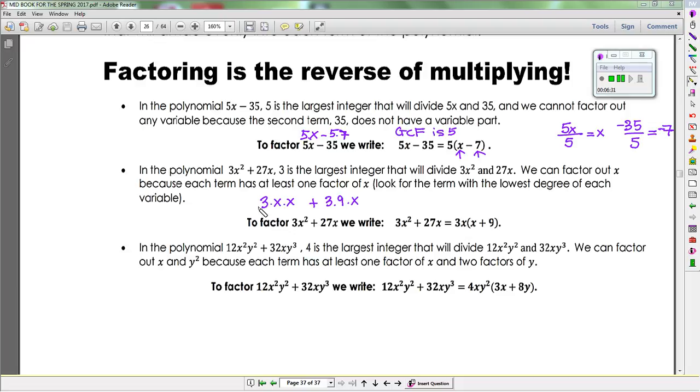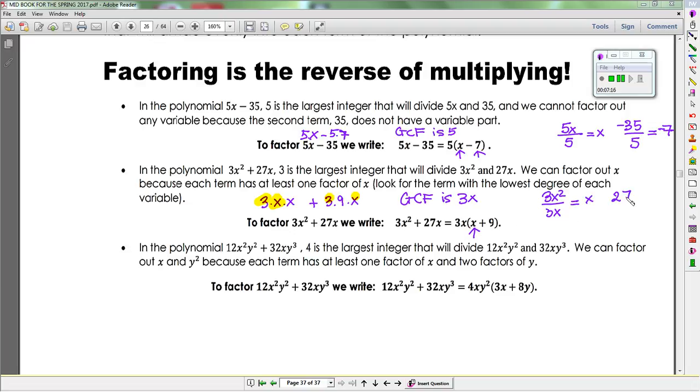Looking at both of these terms, the greatest common factor will be the product of the common factors they have here, which is the 3 and then the x. So we factor the 3x out. Inside parentheses, we take each given term and divide by the greatest common factor. So 3x squared divided by 3x will give you x.